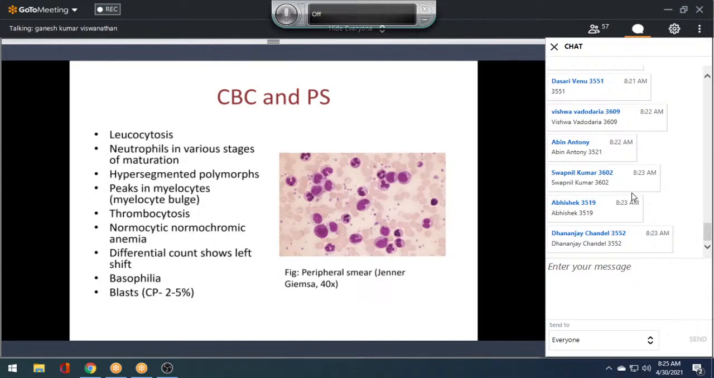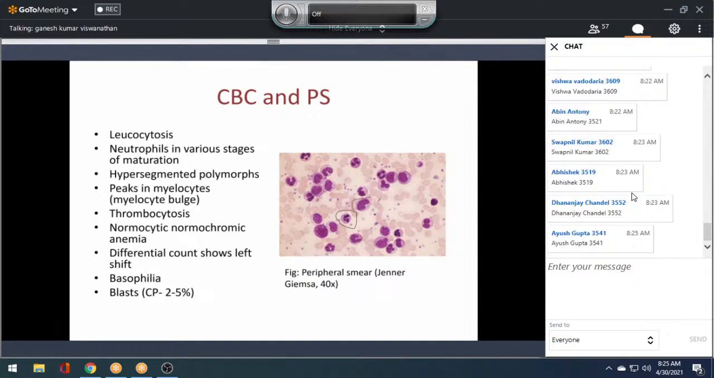Complete blood count and peripheral smear show leukocytosis, with neutrophils in various stages of maturation, meaning we see mature neutrophils. Like here, we have immature neutrophils, so we have a metamyelocyte here, we have a myelocyte here. So we can see not just neutrophils, you can see the precursors of neutrophils also. And you can see the numbers are very high. You can see this slide with a lot of granulocyte cells. You can get hypersegmented polymorphs. There is a myelocyte bulge, and there is thrombocytosis.